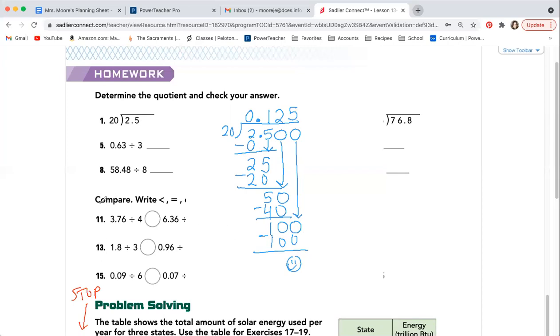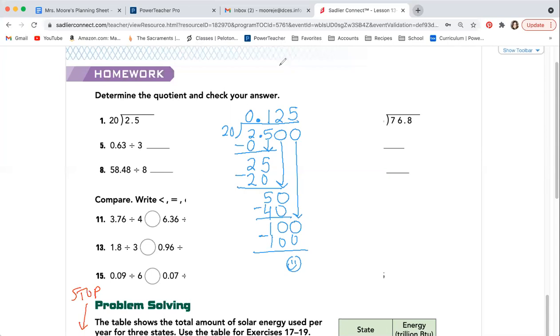Now for this bottom part, 11 through 16, you don't have to keep going until you get the full answer, right? You only have to keep going until you have enough information to determine their value against each other.